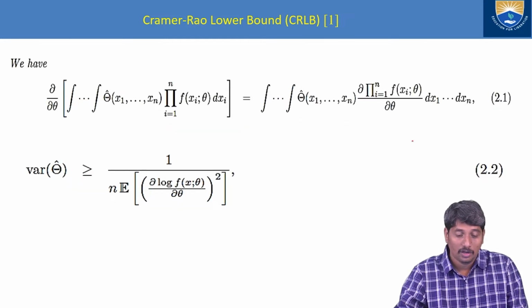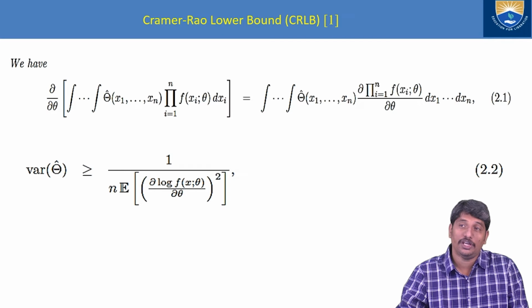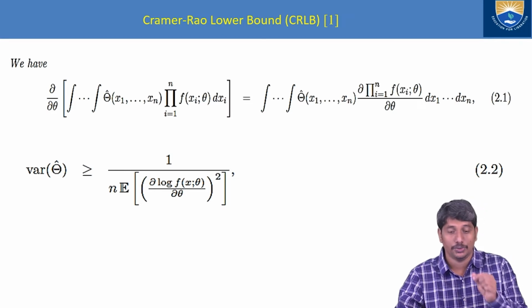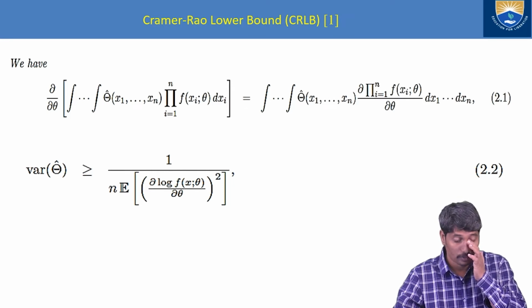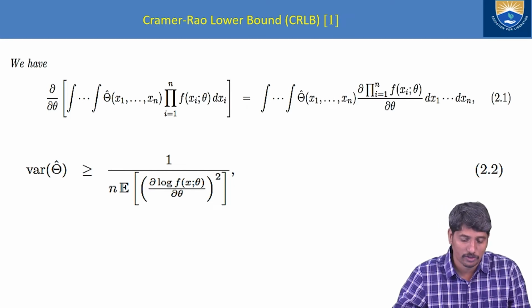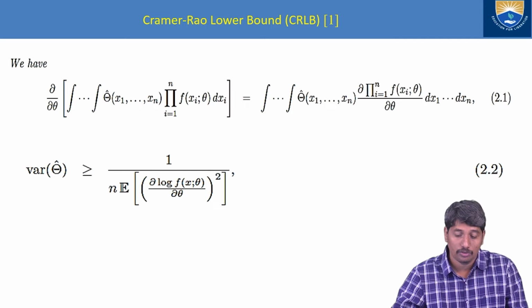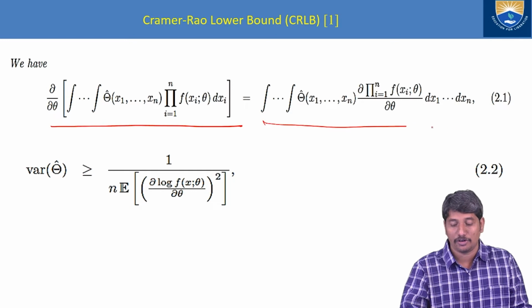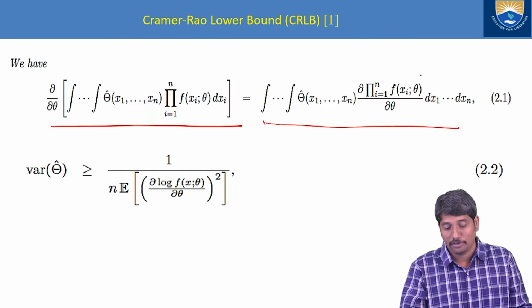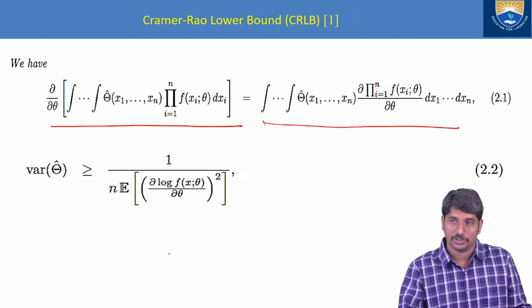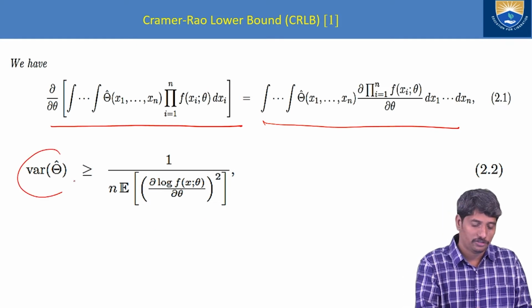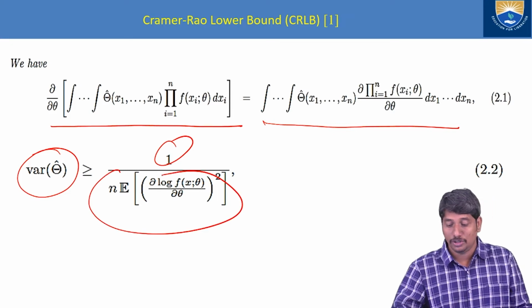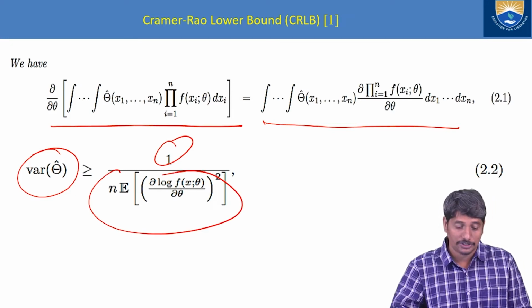Now let us recap what we have with us. We have two conditions in order to prove the Cramer Rao lower bound. The first condition: the partial derivative of the n-fold integral will be the n-fold integral of the partial derivative of the product of density functions. The second condition: the variance of phi cap will always be greater than or equal to the reciprocal of Fisher's information. These two conditions we have from the data, as we have mentioned here.